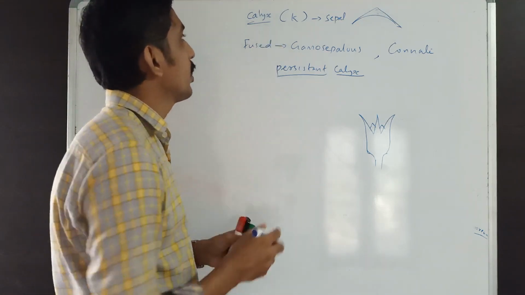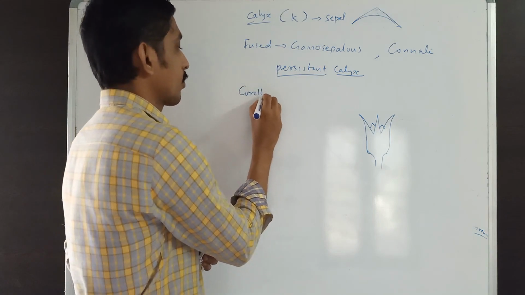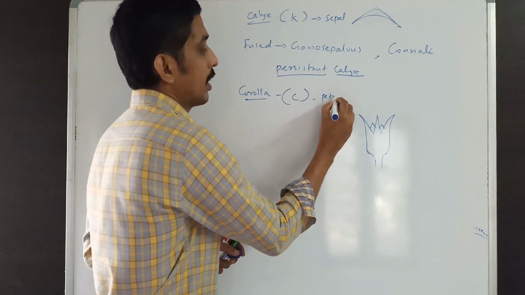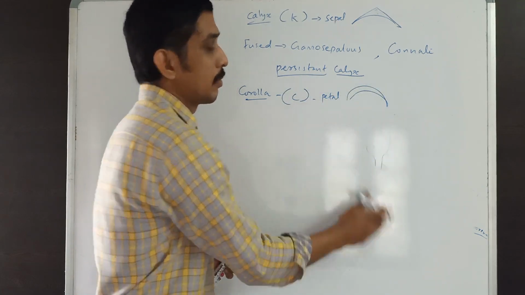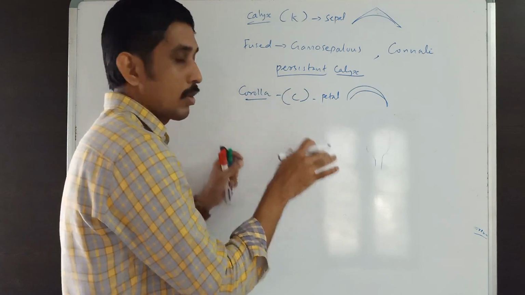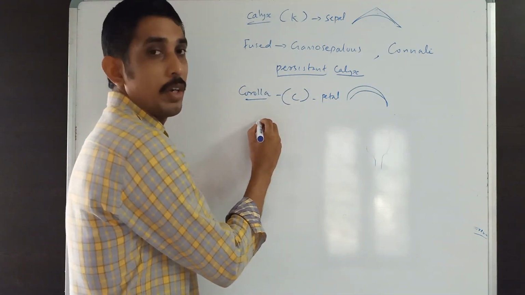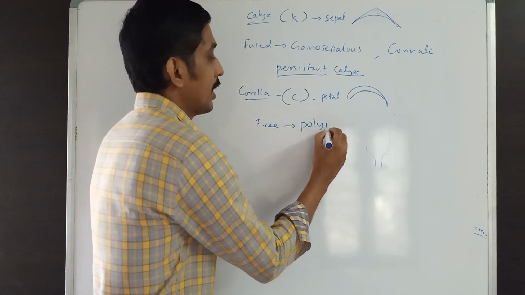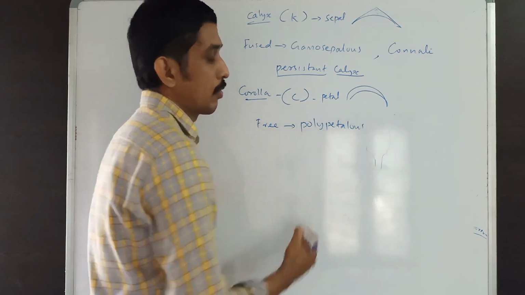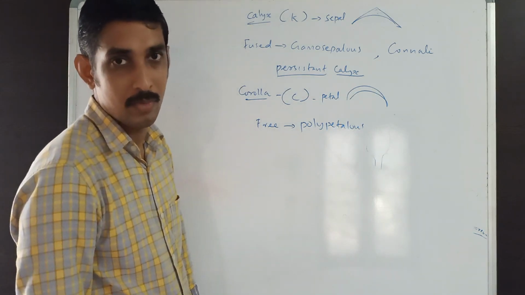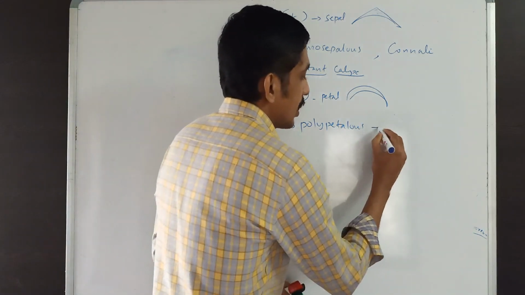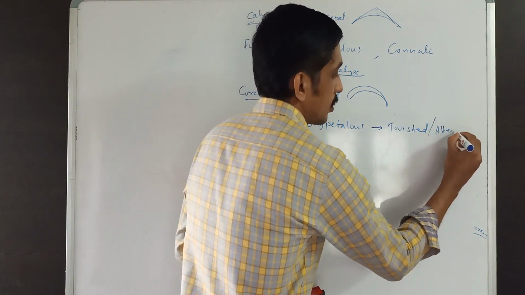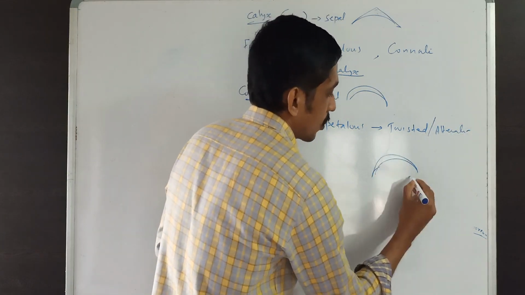Okay. And when we move into the corolla, the basic unit is called petal, represented like this, petal. In the case of corolla, the petals are not united, they are free. Such a type of corolla is called polypetalous. So the flower is polypetalous. And its aestivation is called twisted or alternate aestivation. Twisted or alternate, like this.